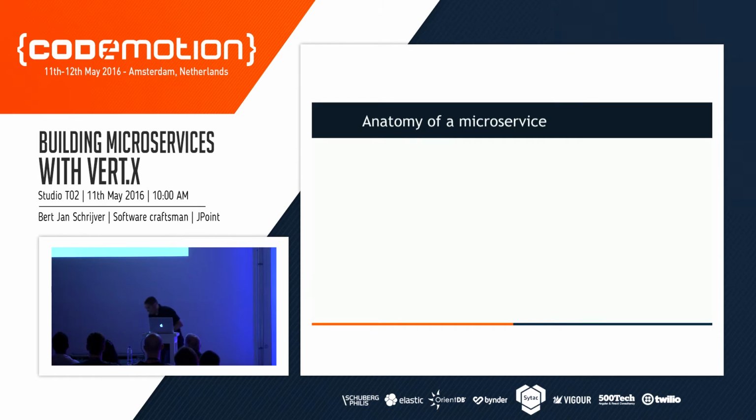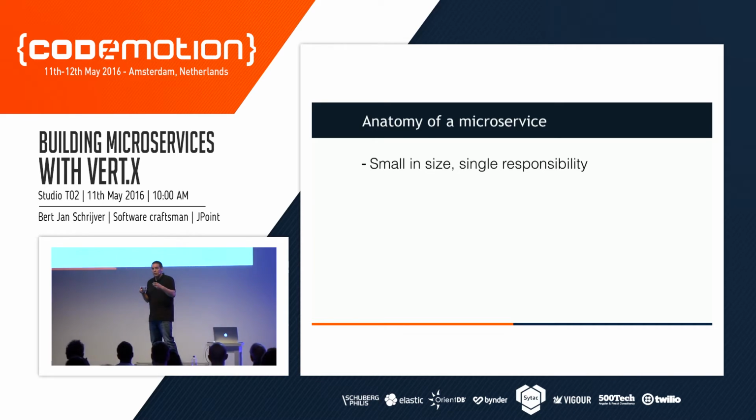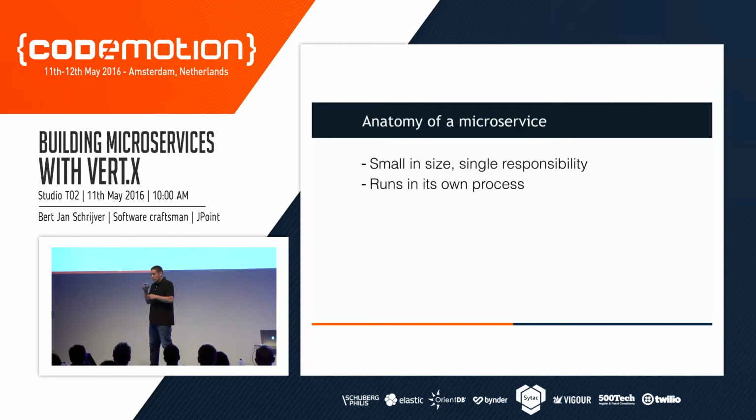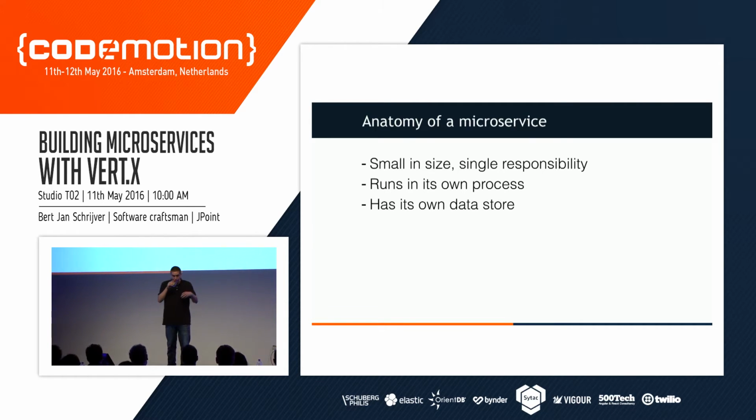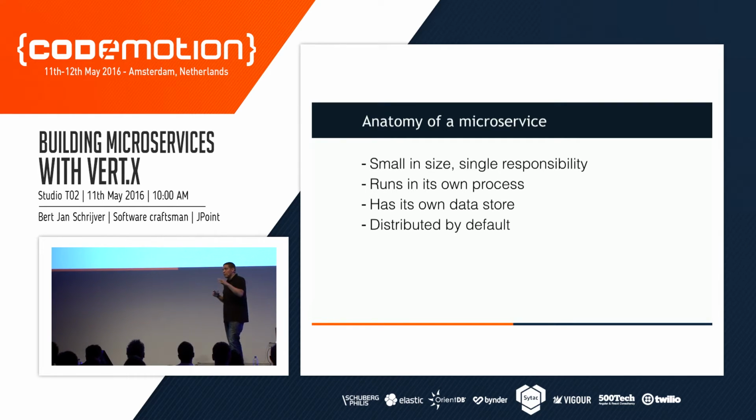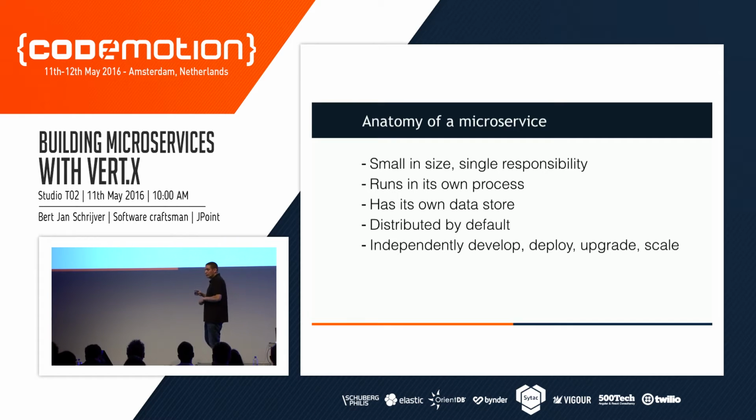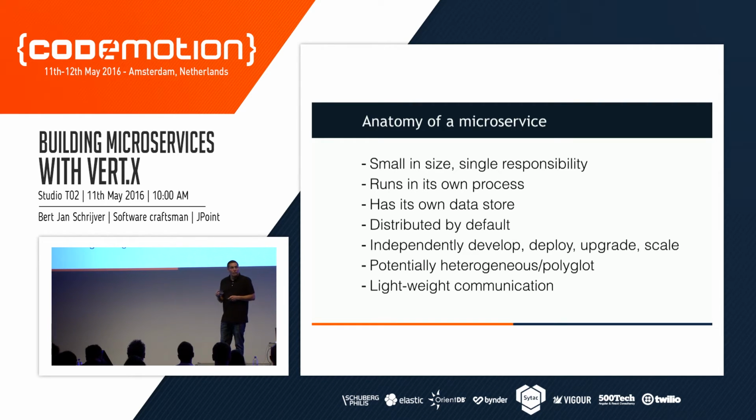When we look at a microservice, it's typically small in size. It does one thing really well. It runs in its own process. It has its own data store, being a database or queue or something else. It's distributed by default. You can independently develop it, upgrade it, replace it, scale it. It's potentially polyglot. And there's lightweight communication between the services.